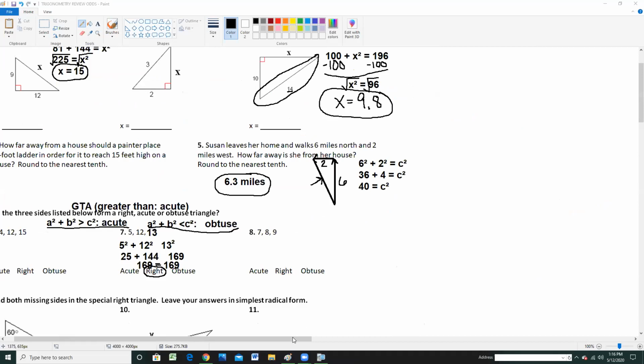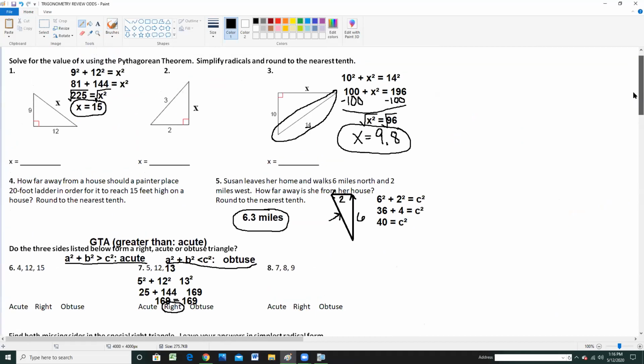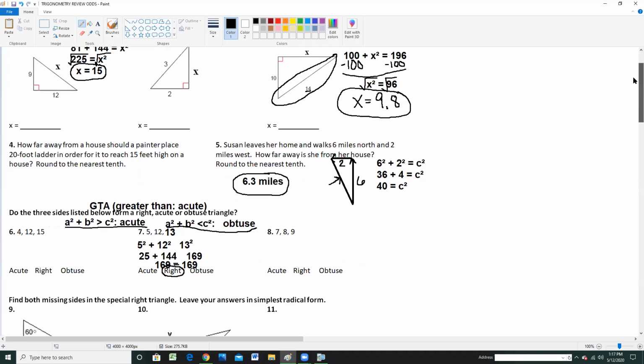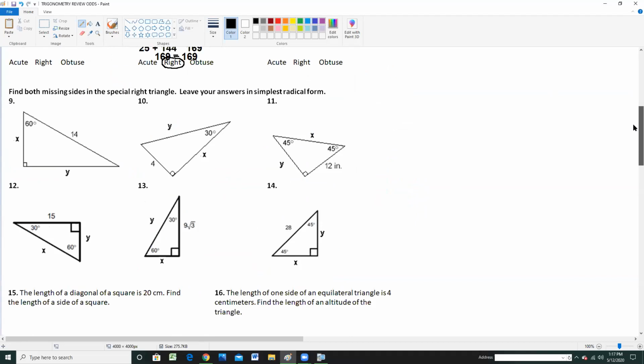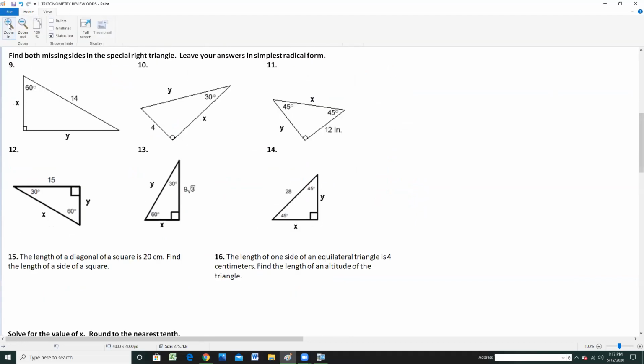So we have done the review that was provided to you on the Google Classroom. You can go take a look at that if you want. We have done 1, 3, 5, and 7. And we're just going to keep on going, and we're just going to go through all of the odd numbers on that review. All right, and then we're going to go on to number 9. Let's go through.